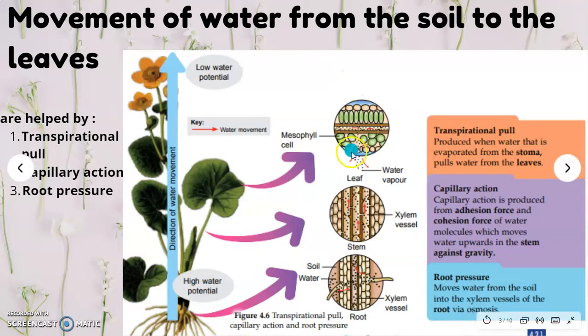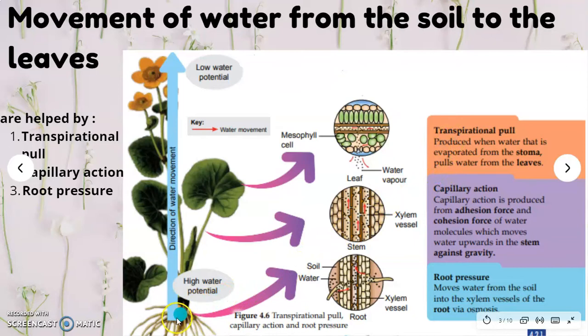Make sure you know the three factors involved here that move the water from the soil to the leaf. What are they? Root pressure, capillary action, and transpirational pull.